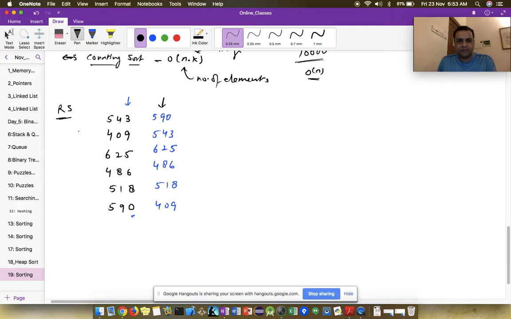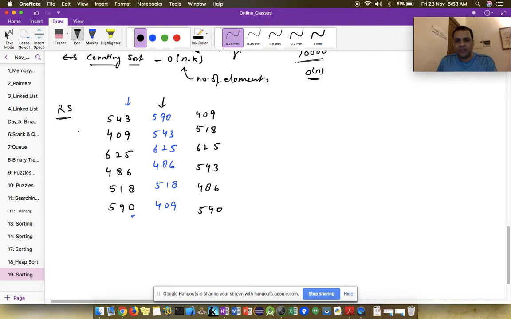Then I apply the same sorting algorithm to sort the array on the tens position. I am sorting all the elements, but while sorting I am only considering the element at the tens position. So if I sort the array on the tens position, it will be 409, then 518, then 625, then 543, then 486 and 590.